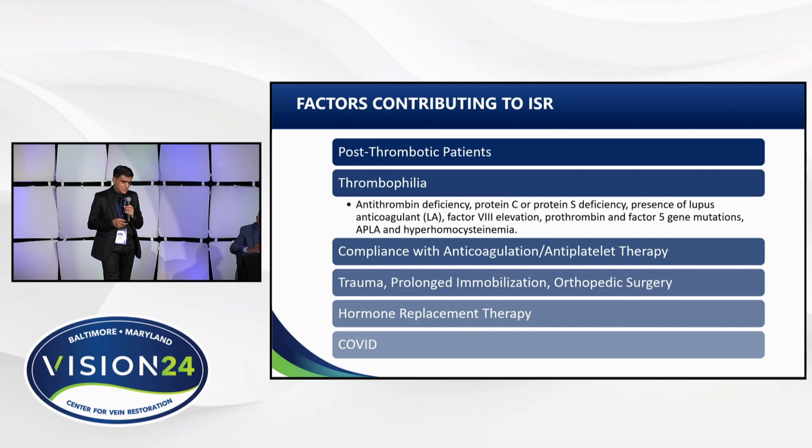Compliance with anticoagulation and antiplatelet therapy, especially in post-thrombotic patients, any kind of trauma, prolonged immobilization, orthopedic surgery. So any factors which would predispose a person to DVT can also cause stent thrombosis and occlusion. Hormone replacement therapy, and then COVID. We did see an uptick of stent thrombosis, and I had about 3 patients who ended up with stent occlusion post-COVID, and one of them was actually diagnosed while they were in the hospital with COVID. I guess it's the inherent prothrombotic nature of the infection which caused it to happen.